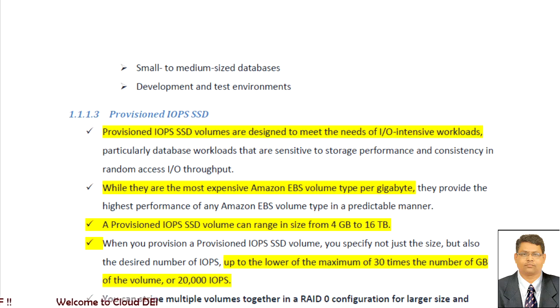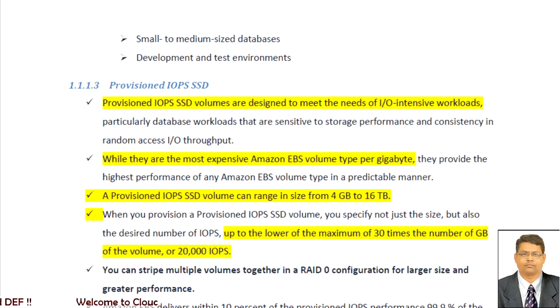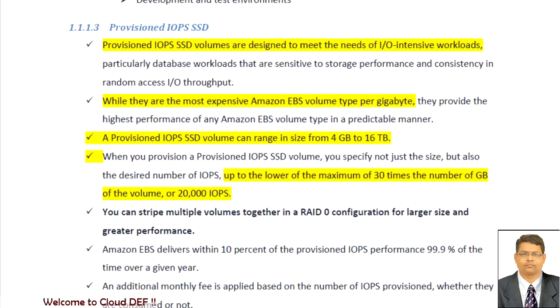A provisioned IOPS SSD volume can range in size from 4 GB to 16 TB. When you provision a provisioned IOPS SSD volume, you specify not just the size, but also the desired number of IOPS, up to the lower of a maximum of 30 times the number of GB of the volume, or 20,000 IOPS. You can stripe multiple volumes together in a RAID 0 configuration for larger size and greater performance.